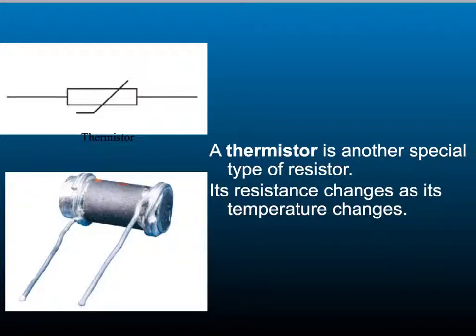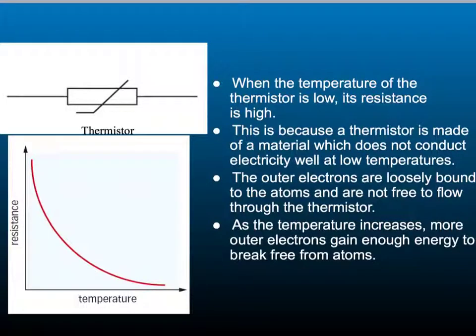This is another special type of resistor. It's a thermistor. In this component, its resistance changes as the temperature changes. When the temperature of the thermistor is low, its resistance is high. This is because the thermistor is made of a material which does not conduct electricity well at low temperatures. The outer electrons are loosely bound to the atoms, and they are not free to flow through the thermistor. As the temperature increases, more outer electrons gain enough energy to break free from the atoms.